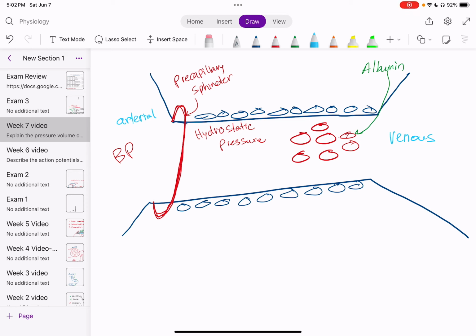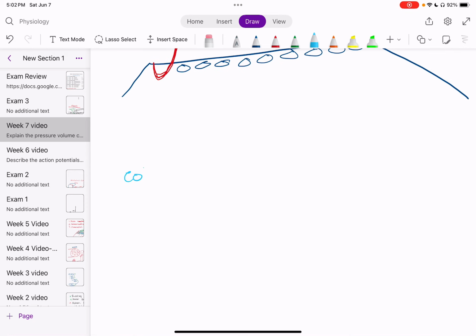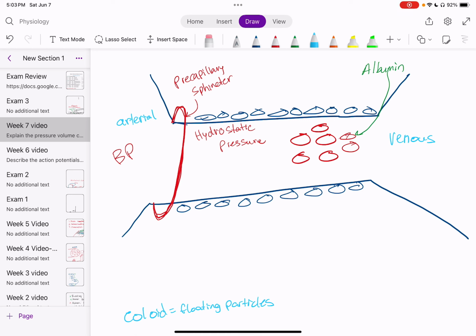So a word that is important to understand is colloid. I guess it's not super important to understand, but I'll just give you a little bit of background. Colloid refers to floating particles. This is a term that comes from chemistry. They use it for particles that float in water and don't necessarily sink to the bottom. So when we talk about these proteins, we call this BCOP.